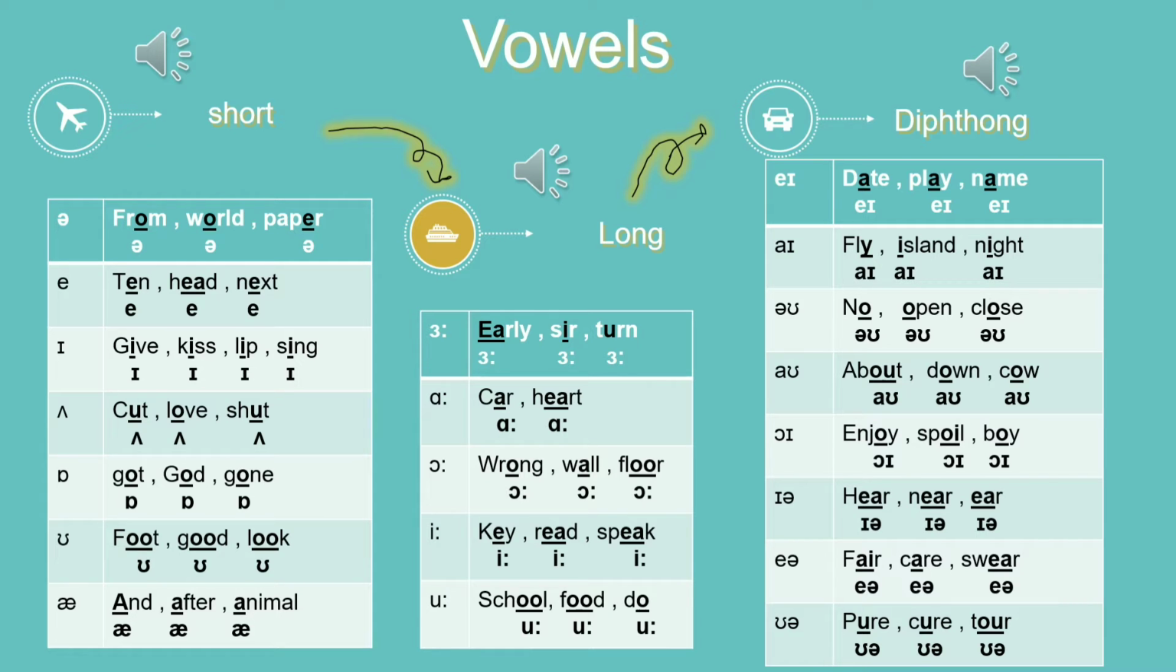Number 5, the symbol ɒ. Example: got, gone. The next is ʊ. Example: food, good, look. The last is ə. Example: and, after, animal.